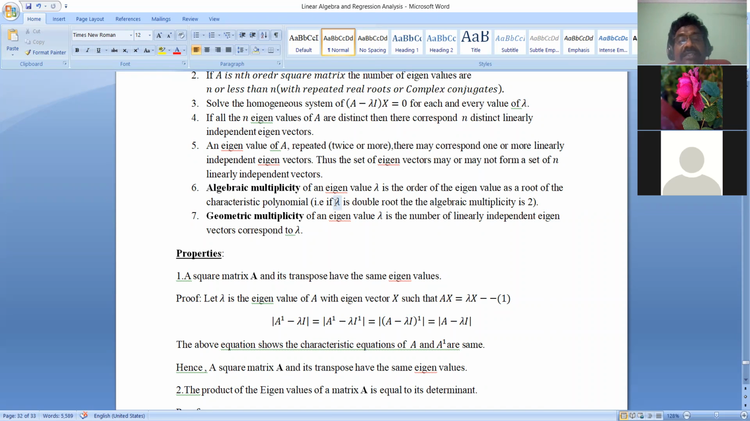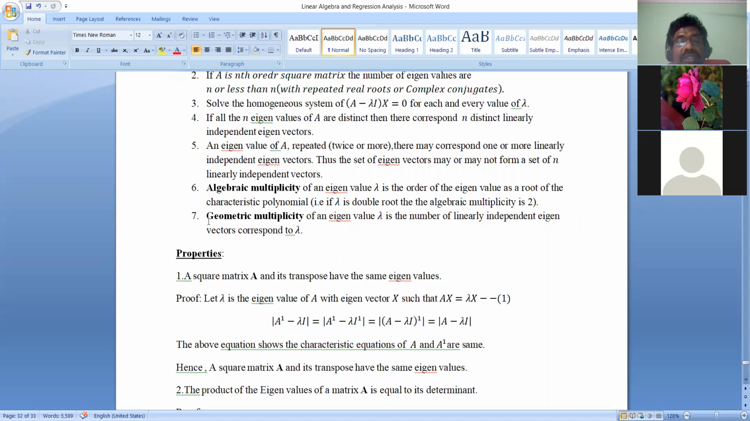If it occurs 4 times, then the algebraic multiplicity of the respective eigenvalue is 4. This is the way to explain the algebraic multiplicity of eigenvalue lambda.